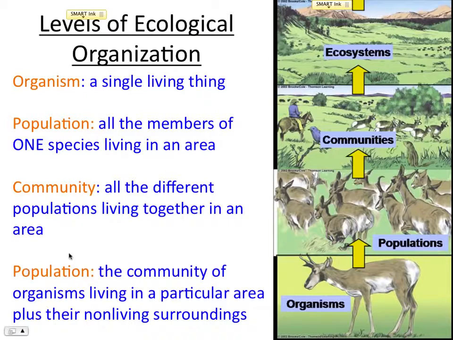And then finally, we have the ecosystem. And this word right here, where it says population, I'm circling it. It should say ecosystem, so that's a typo, but it's over here as well. See it? Ecosystem. And an ecosystem includes the community of organisms living in a particular area plus all of their non-living surroundings. So it's plus all those abiotic factors living in the environment.